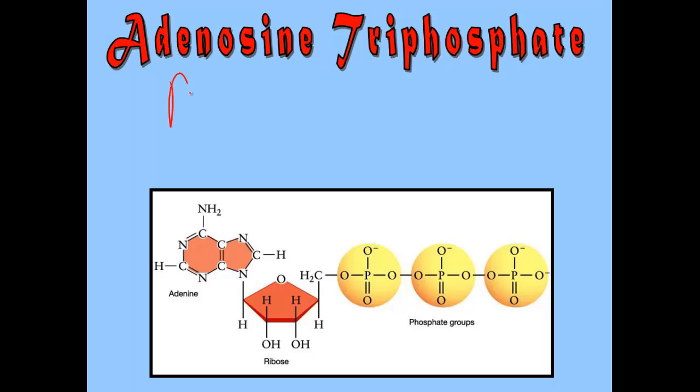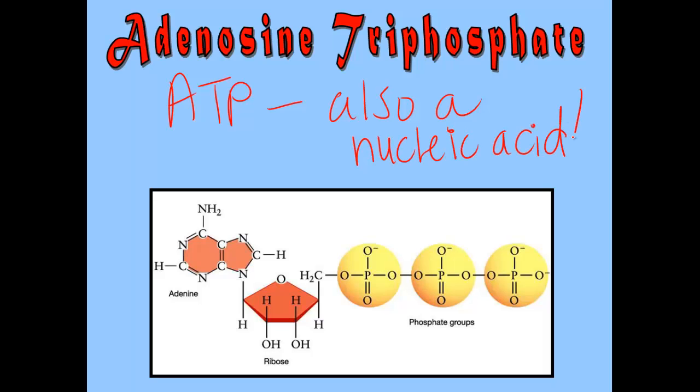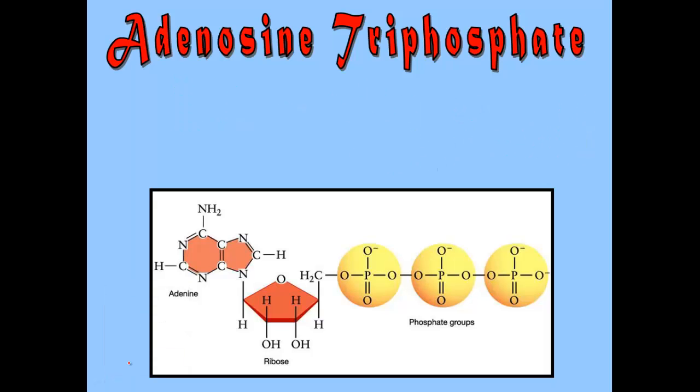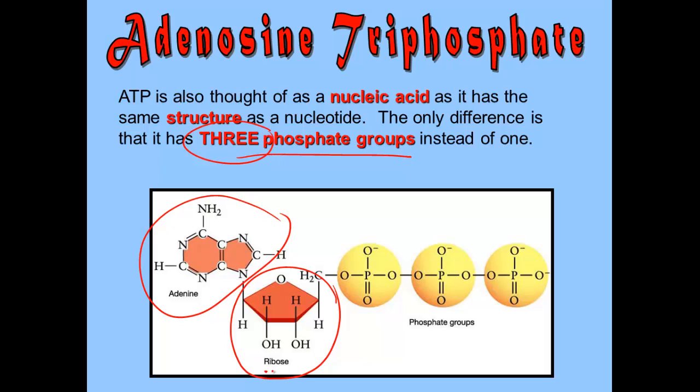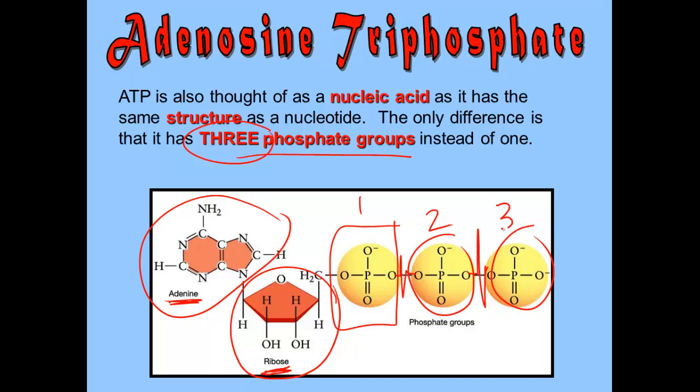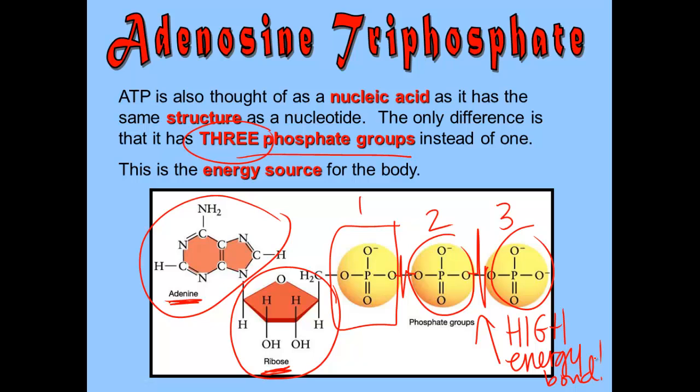Now the last thing we need to talk about is ATP. Now, ATP is adenosine triphosphate, and it is also a nucleic acid. And the reason we know it's a nucleic acid becomes very clear when you look at the parts of ATP. ATP has 3 phosphate groups, and it's attached to an adenine, just like in DNA and RNA, a ribose sugar, just like in RNA, and then instead of just one phosphate group, it has 1, 2, 3 phosphate groups. And you'll notice those bonds are extremely high energy bonds that hold those phosphates together. And that's where we get energy for our body.